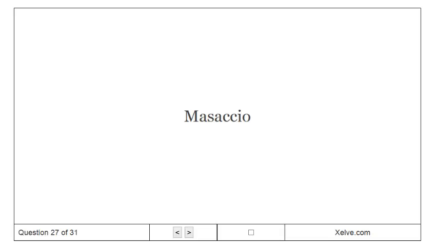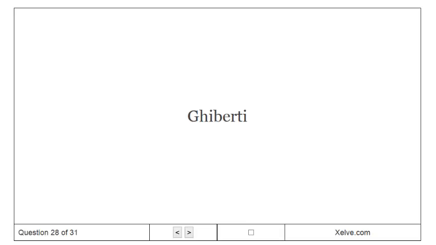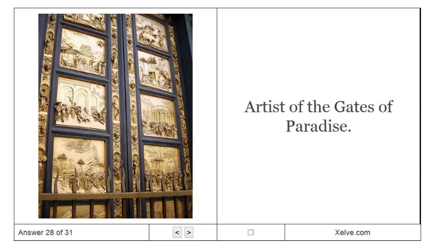Masaccio. Early Renaissance artist of Trinity, Tribute Money and Expulsion from Paradise. Ghiberti. Artist of the Gates of Paradise.